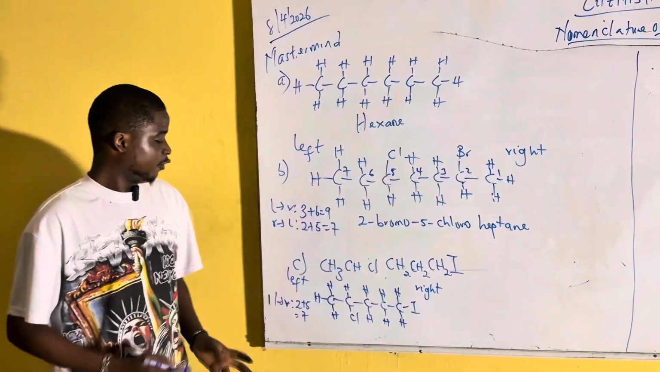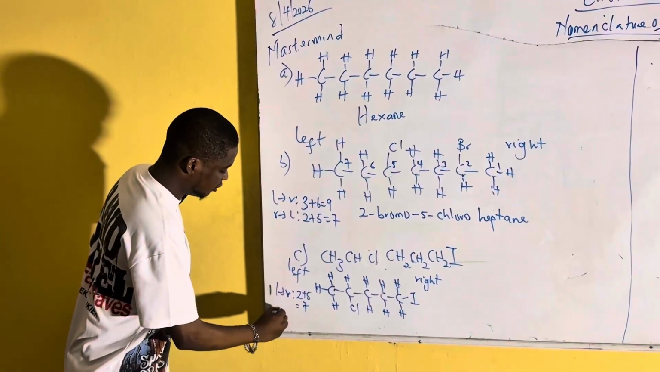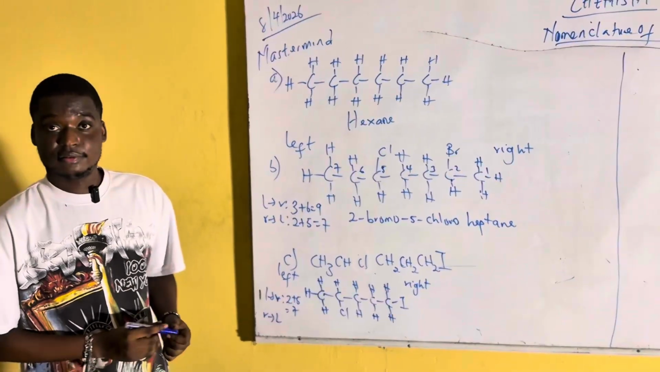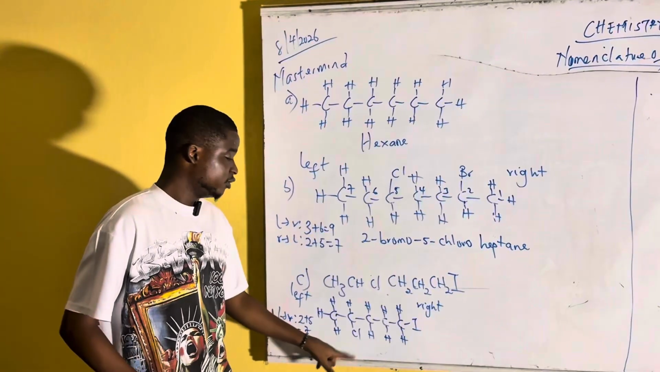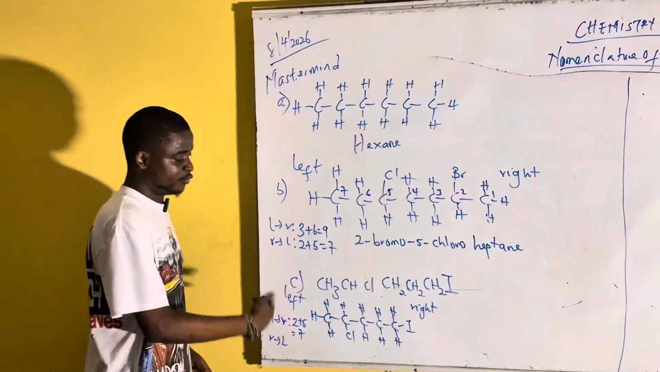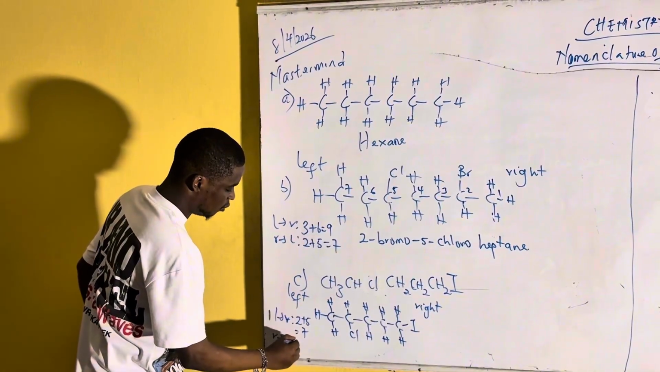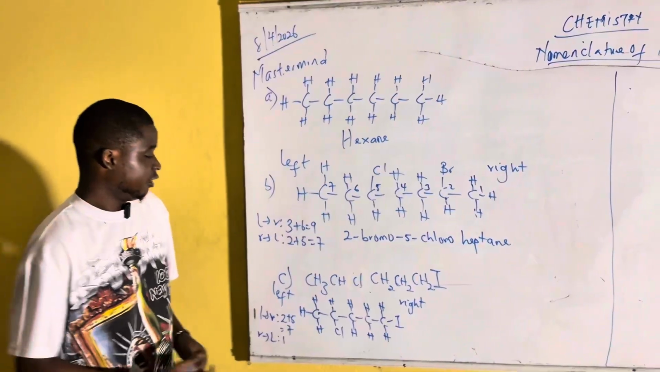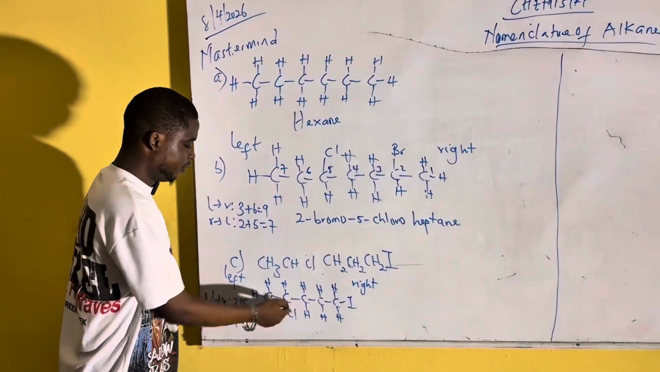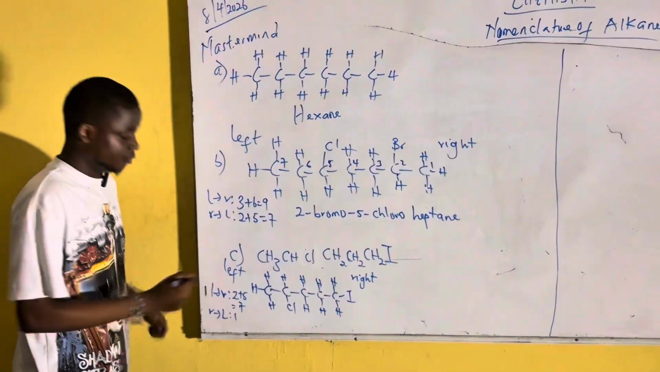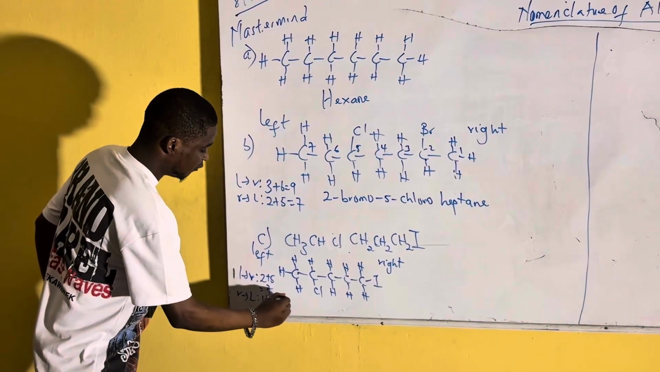And then from right to left. Now from right to left, let's see the carbons to which the iodine and chlorine are attached. This iodine is on carbon 1, and then we have 2, 3, 4, so the chlorine is on carbon 4. That's 1 plus 4, which gives us a sum of 5.